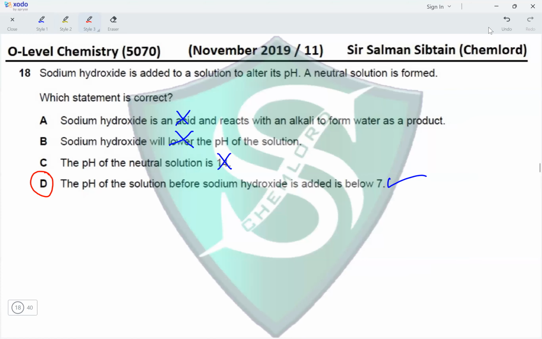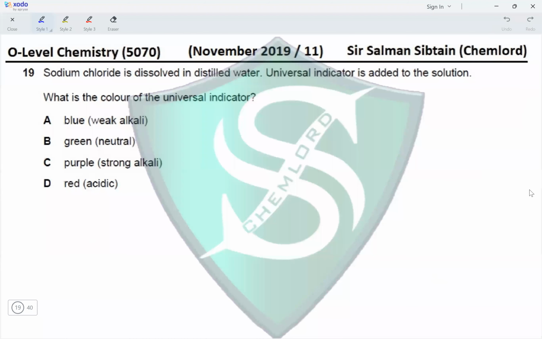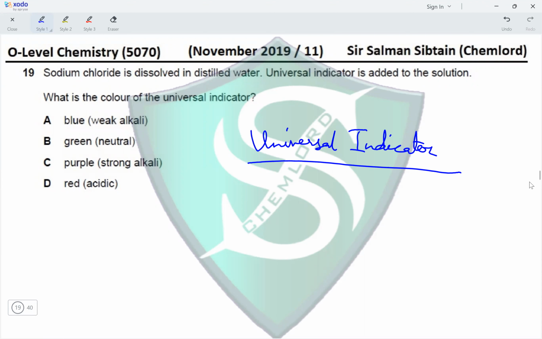Question 19. Sodium chloride is dissolved in distilled water. Universal indicator is added to the solution. What is the color of the universal indicator? Okay, so for universal indicator, we need to remember three different colors: the most acidic, the neutral, and the most basic.